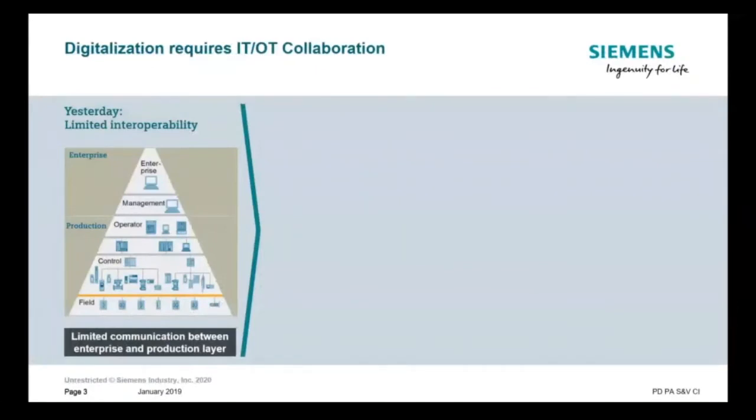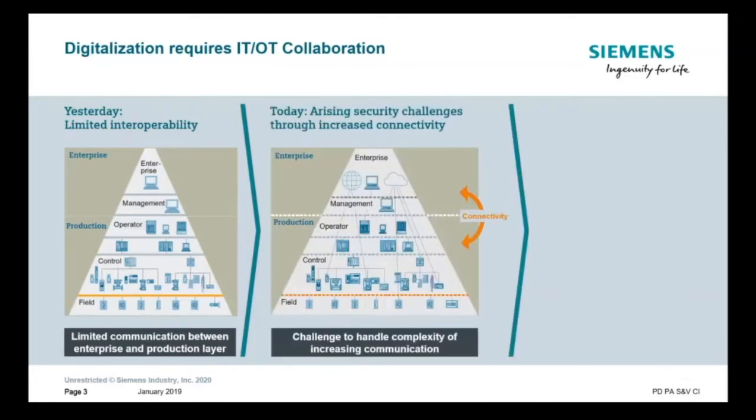Always have to start off talking about the differences between yesteryear and what's happening today. For those that are unfamiliar, on the left-hand side we move from the old Purdue model, going from our field level, layer 0, all the way up to the enterprise level, which is layer 5. Everything was laid out so nicely and neatly previously.